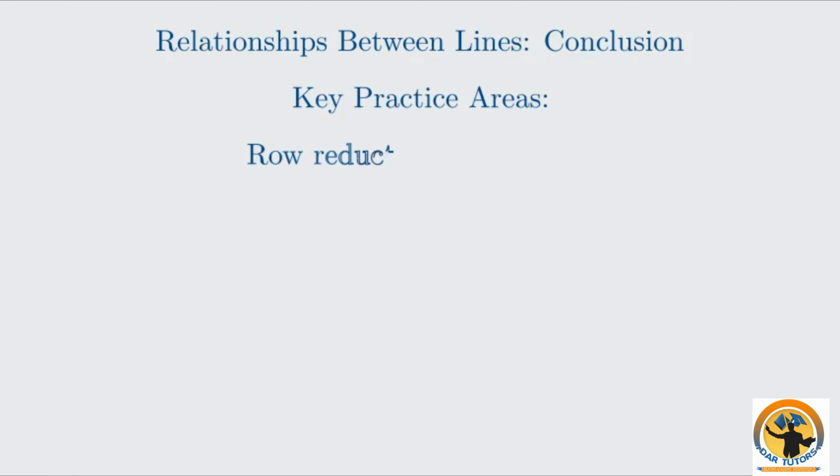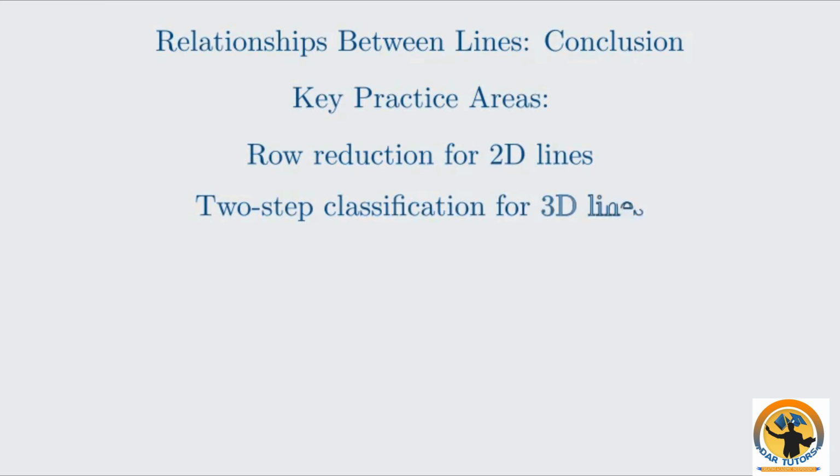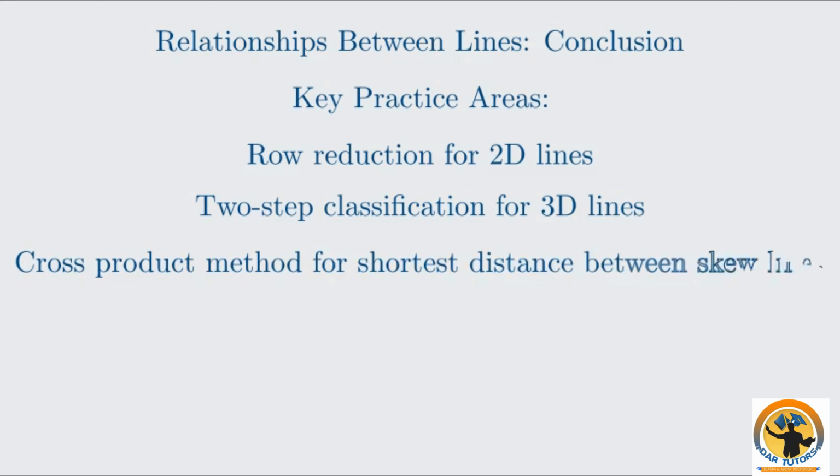That concludes our session on the relationships between lines. We've covered the essential concepts and problem-solving techniques required for the IB AAHL curriculum. Remember to practice these methods, especially the row reduction for 2D lines, the two-step classification for 3D lines, and the cross-product method for finding the shortest distance between skew lines.